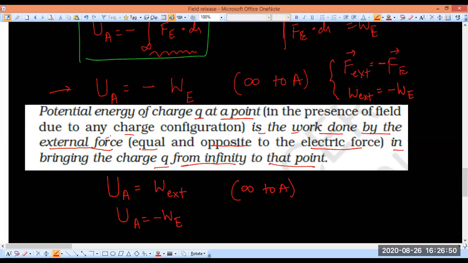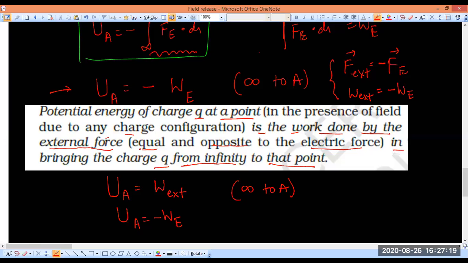But you will have to remember this paragraph. It's not tough. It is equal to the work done by the external force, which is equal and opposite to the electric force, so that speed does not increase. So the work done by the external force to bring the charge from infinity to A or to some point, that's called potential energy.